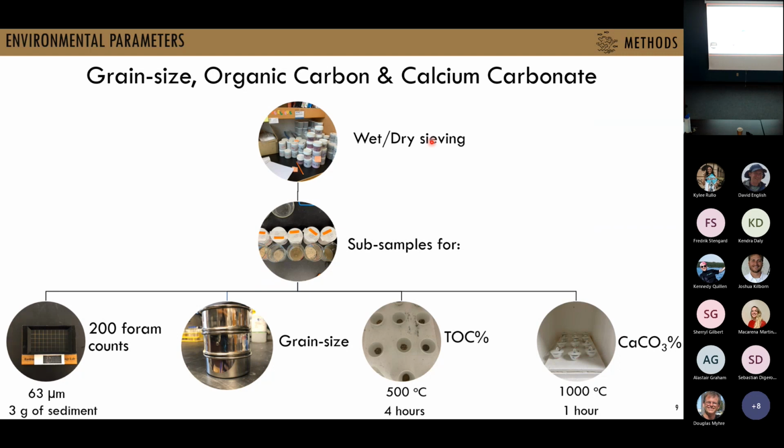And then with the sediment parameters, with the superficial sediment samples, I analyzed grain size, organic carbon, and also calcium carbonate. And of course, the portion to count my forams.